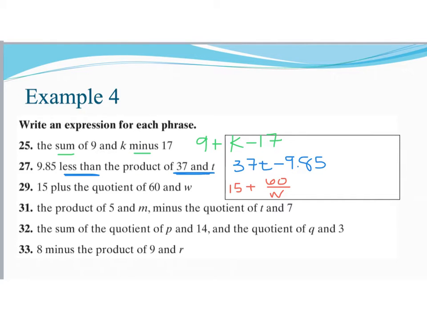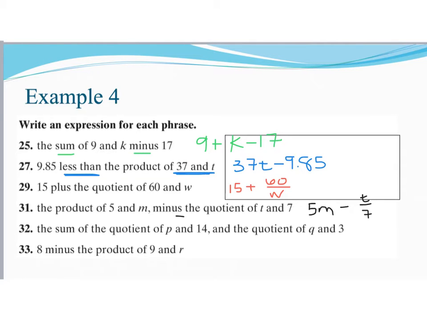Number 31 says the product of 5 and m, and then comma, minus the quotient of t and 7. So the product of 5 and m is just 5m. Then from that, we're going to subtract the quotient of t and 7, and quotient is division. So that would be t divided by 7.